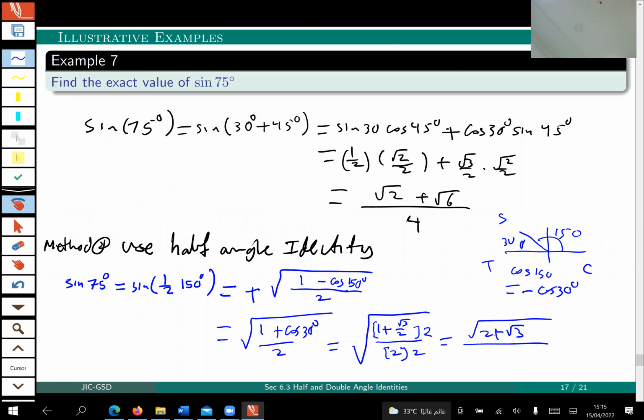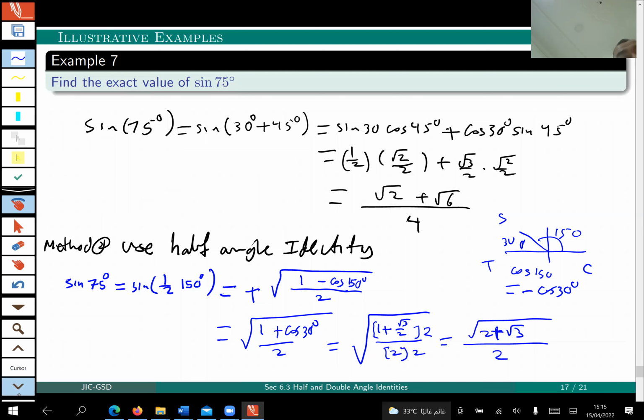Now, are they equal? Yes, they are equal if you use your calculator, but they look different. So be careful: if he said use the half angle identity and you did not use it, you will not see the choice.